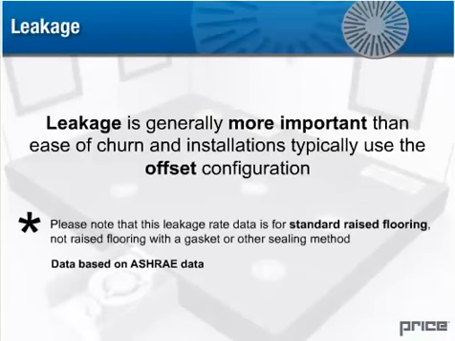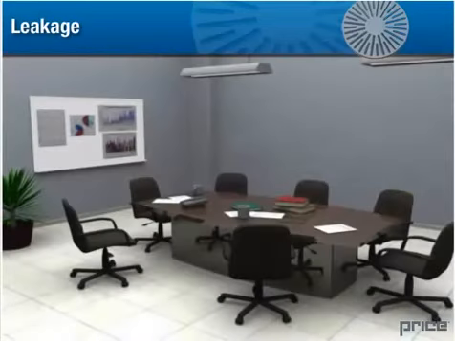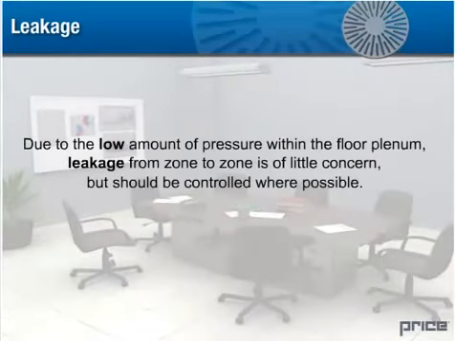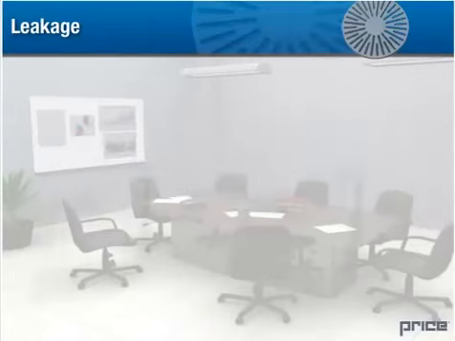Please note that this leakage rate data is for standard raised flooring, not raised flooring with a gasket or other sealing method. Installing underfloor partitions from the floor slab to the underside of the raised floor will isolate special rooms, such as conference rooms. Due to the low amount of pressure within the floor plenum, leakage from zone to zone is of little concern, but should be controlled where possible.